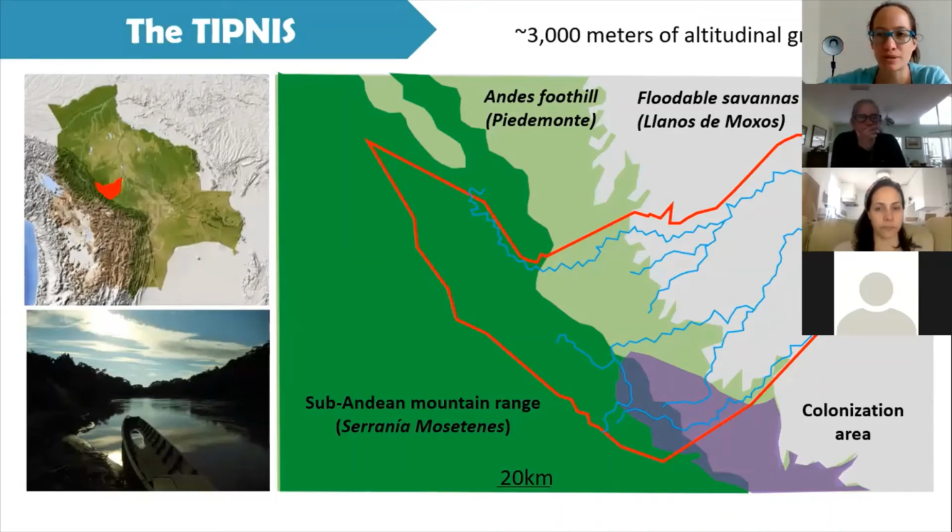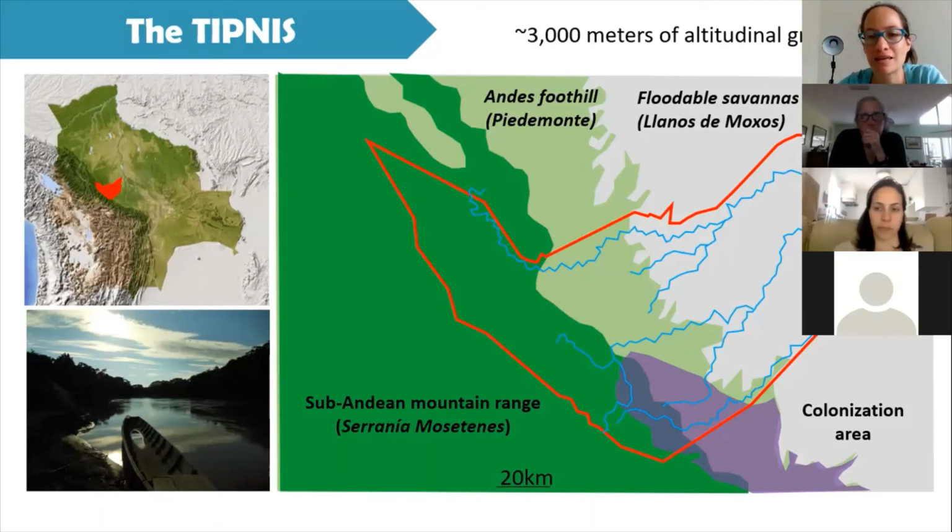So the TIPNIS has been a national park since 1965, so pretty early for Bolivia. It is the 3rd national park. The first one was declared in 1939, and the TIPNIS was the 3rd. And it became an indigenous territory decades later, in 1999, in the context of the broader indigenous movements in the region and the championing of territorial indigenous rights.